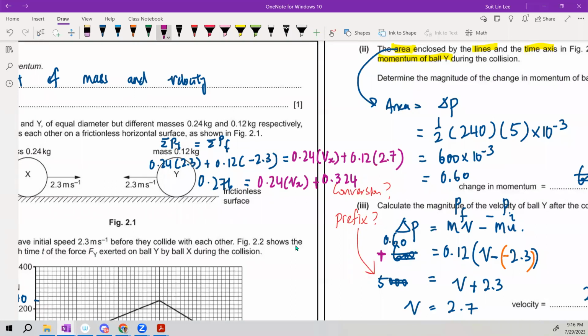So this will be negative 0.048 is 0.24 Vx. You can find your Vx. That would be negative 0.20 meter per second.